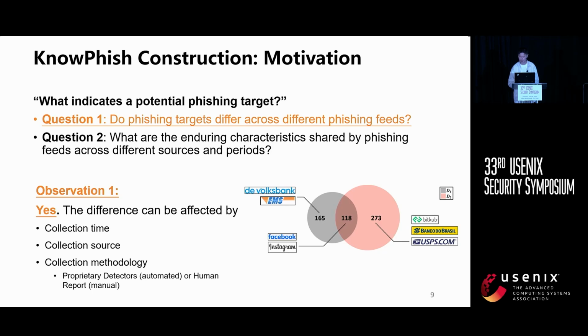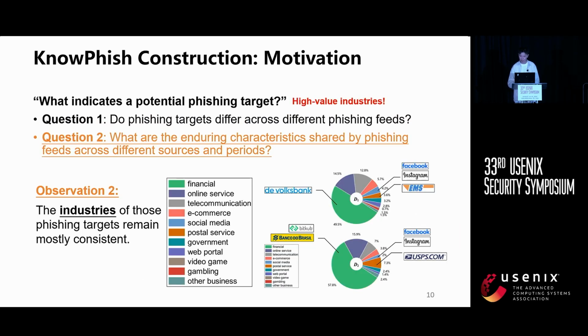and proves that we cannot maintain a brand knowledge base based on any specific dataset. In our second observation, we studied the industry of these phishing targets. We selected 10 high-value industries to categorize each phishing target in both datasets. And we find that these phishing targets consistently belong to the 10 high-value industries. This shows that the industry of phishing targets remains time invariant.